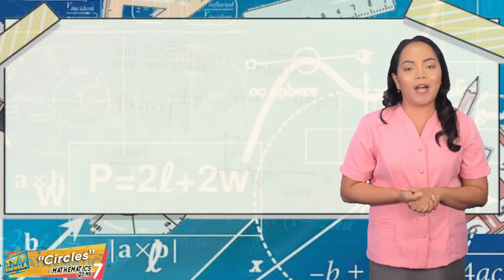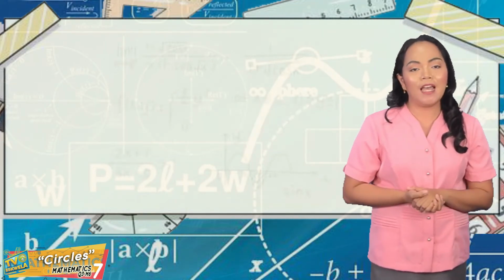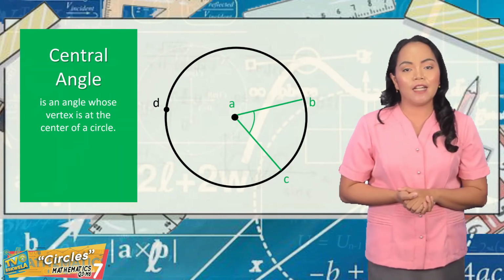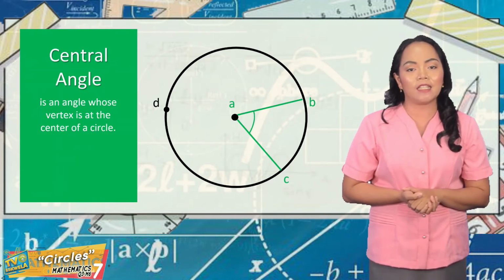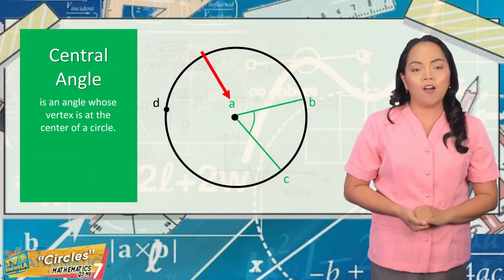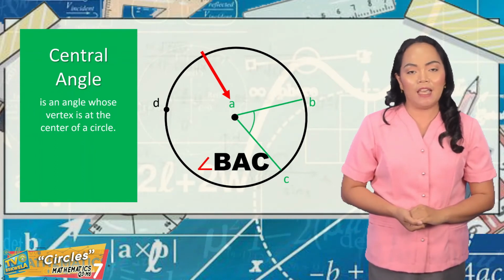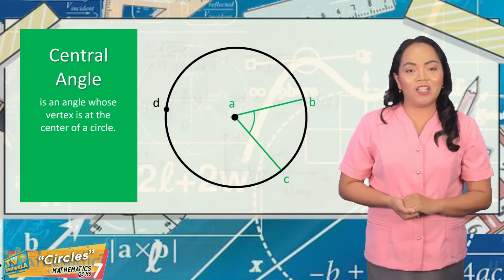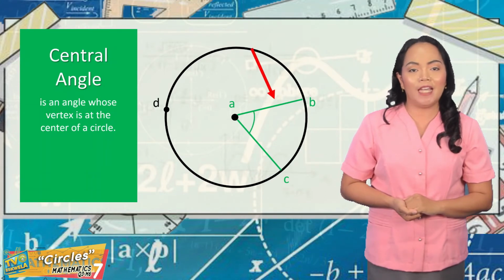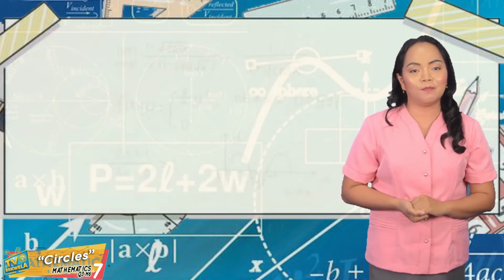In addition to the parts of the circle is the central angle. A central angle is an angle whose vertex is at the center of a circle. In the diagram, the center of the circle is point A, which is also the vertex of angle BAC. And then, the two radii are segment AB and segment AC. So, angle BAC is the central angle of circle A.